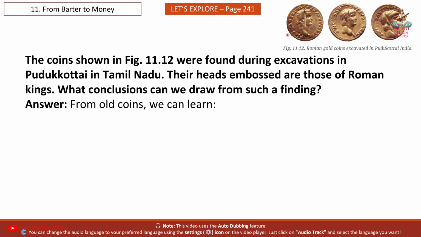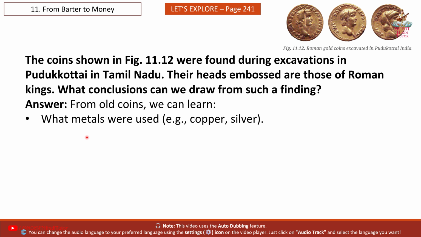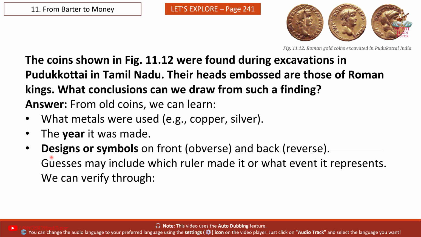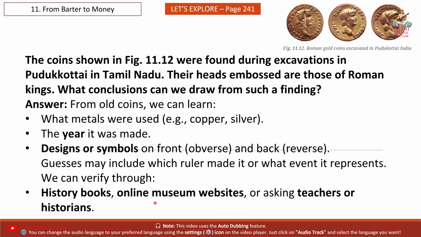Answer. So friends, this is the figure. From old coins, we can learn what metals were used, for example copper, silver, the year it was made, designs or symbols on front or obverse and back or reverse. Guesses may include which ruler made it or what events it represents. We can verify through history books, online museum websites, or asking teachers or historians.